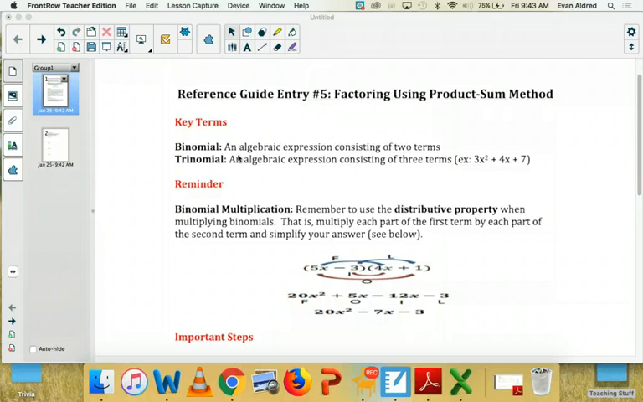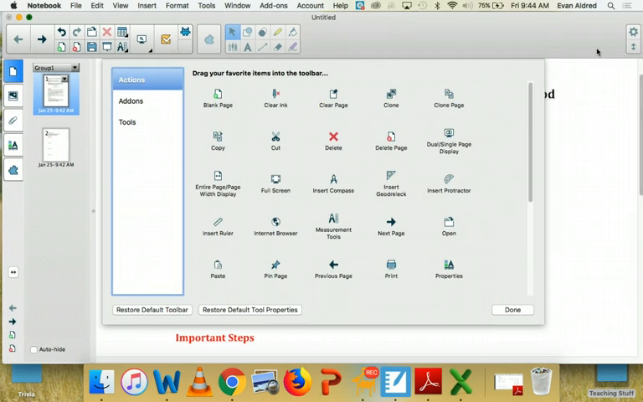So we've already looked at factoring by way of GCF, and anytime you're given an expression to factor, the first thing you should do is look for a GCF, a greatest common factor. If one exists, then you always factor that out first, and then you carry on, and your next thing to try is the product sum method.